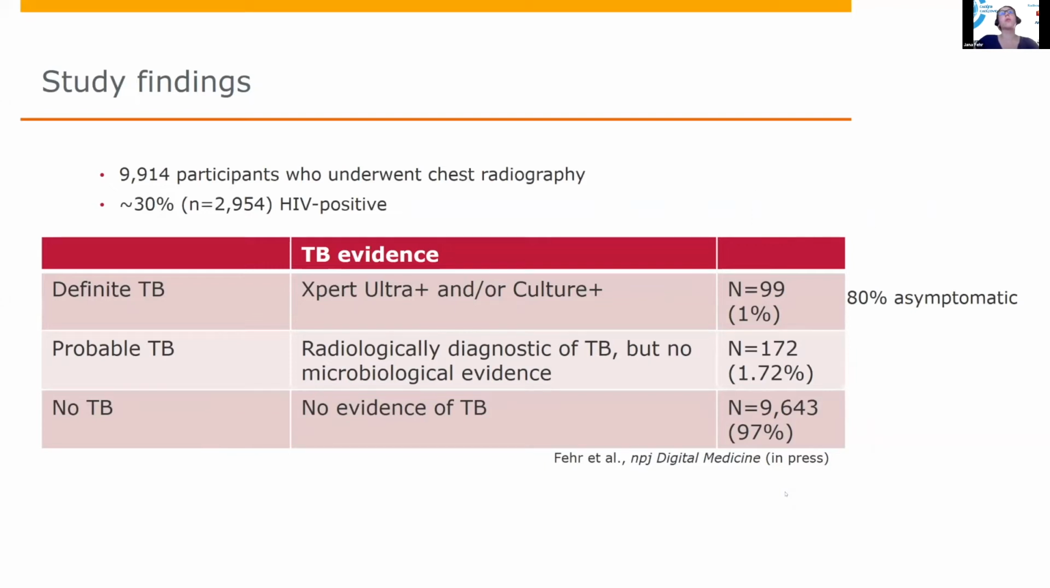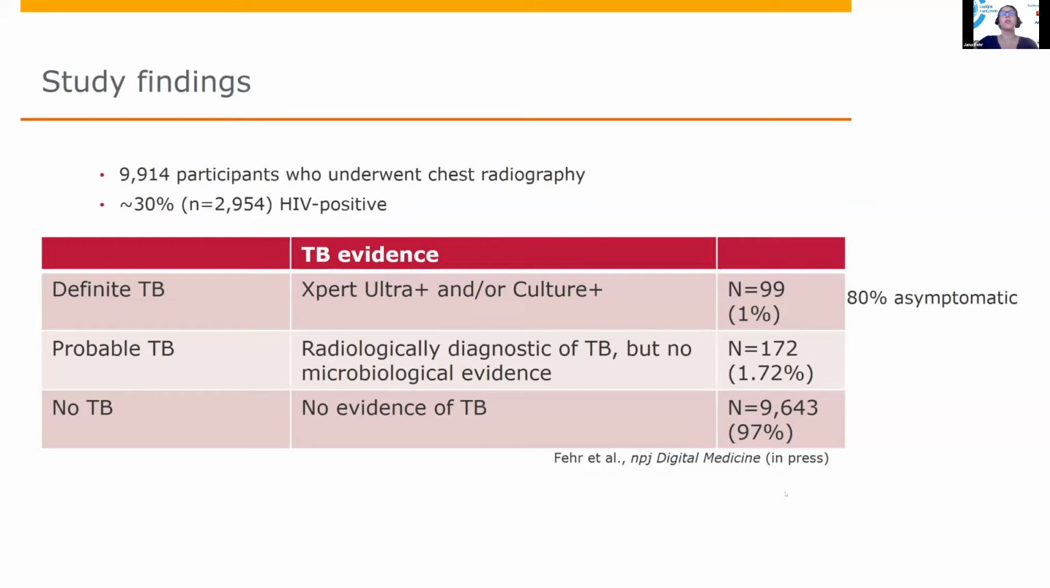In total, there were 99 participants, about 1% of the study population, who had definite TB, which we defined as microbiologically confirmed by either Xpert Ultra, TB culture, or both of these tests. What was very interesting was that 80% of these participants with definite TB did not report any TB symptoms.